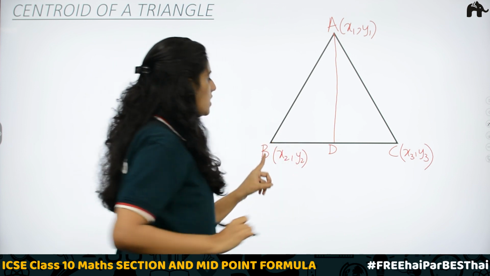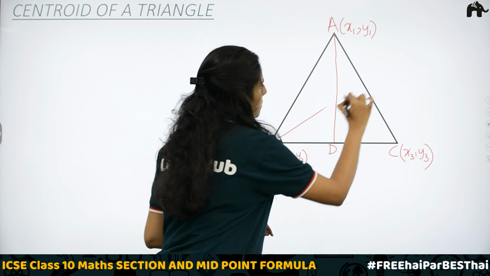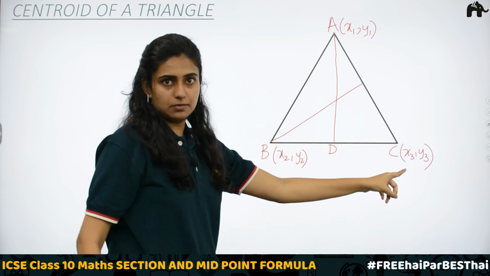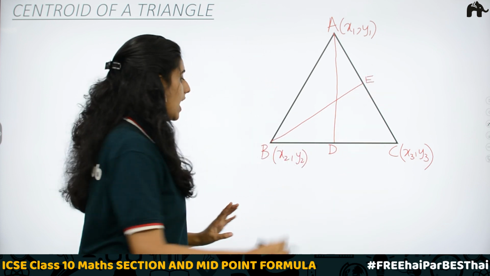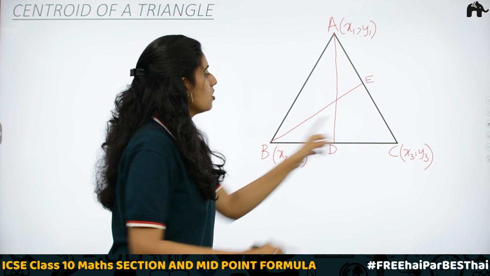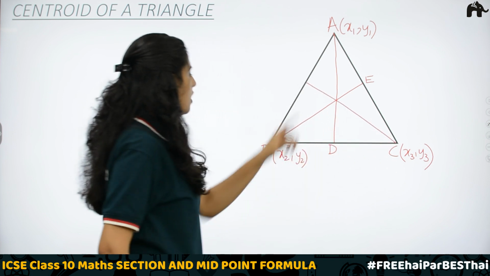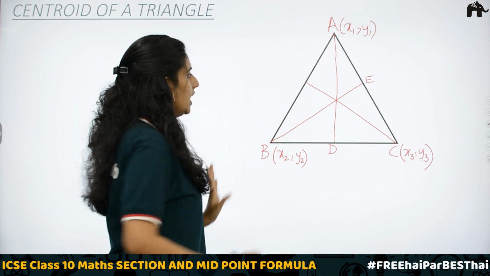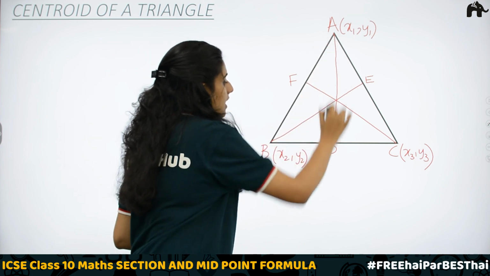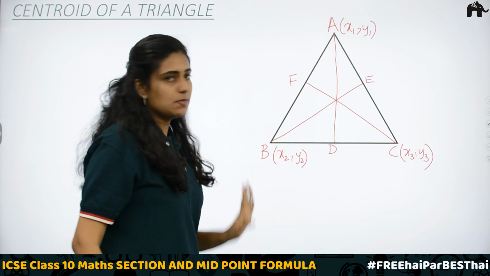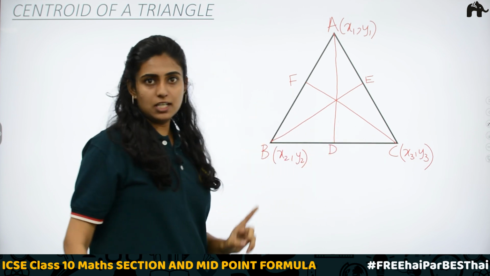Similarly, from this vertex B, I am drawing a straight line to the midpoint of AC. Let it be E. And from C, I am drawing a straight line to the midpoint of the opposite side AB. This is F. Now, we have taken three medians. AD is the first median, BE is the second median and CF is the third median.